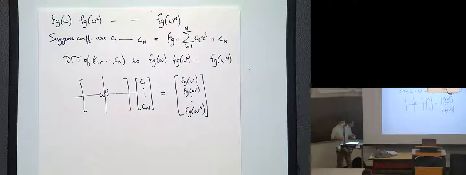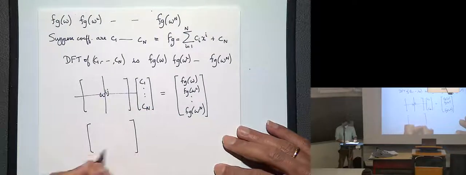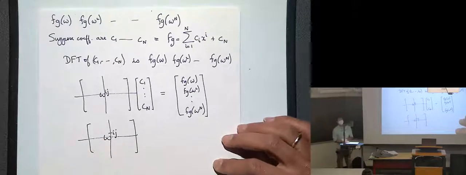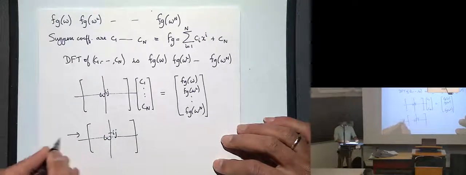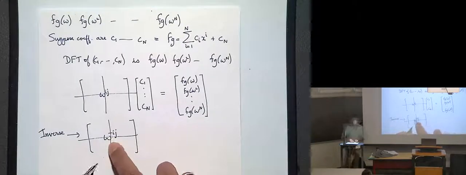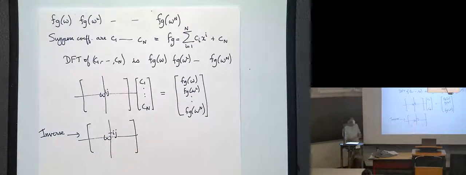So it turns out that if you look at this matrix, omega to the minus ij, this is the inverse. The inverse is exactly taking just minus ij, but omega to the minus 1 is also a root of unity, and the entire math works out as is. Because all I need is that omega is a root of unity, that omega to the power n is equal to 1, that's all I need. Omega to the power minus n is also equal to 1. Omega to the minus 1 is also a root of unity, and all of that works.